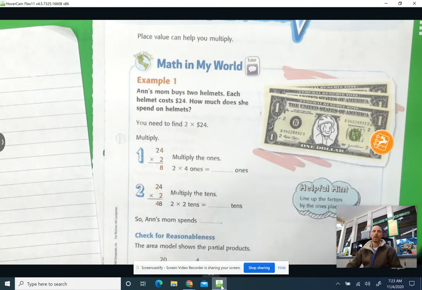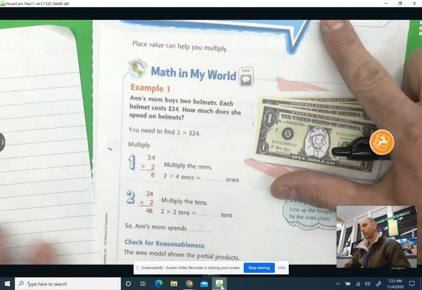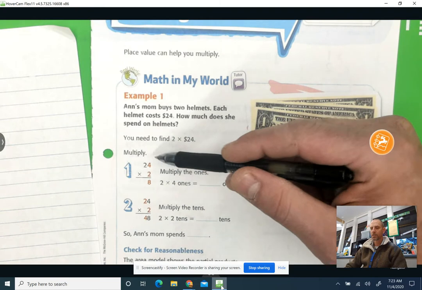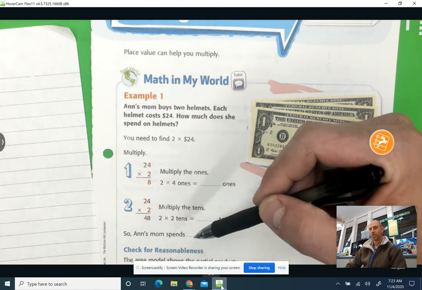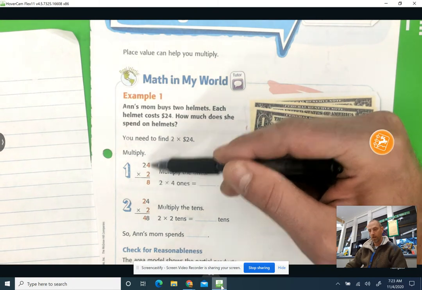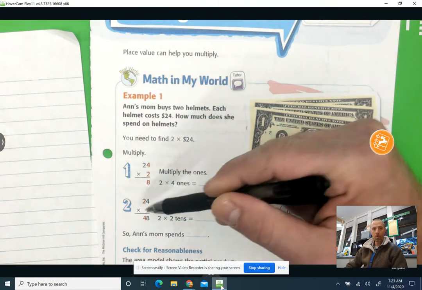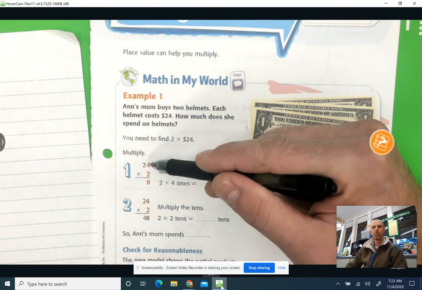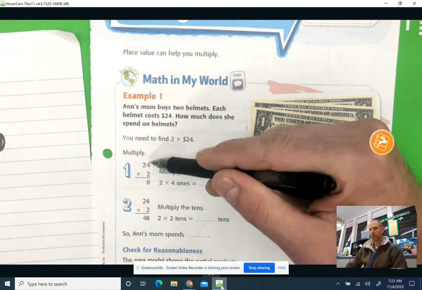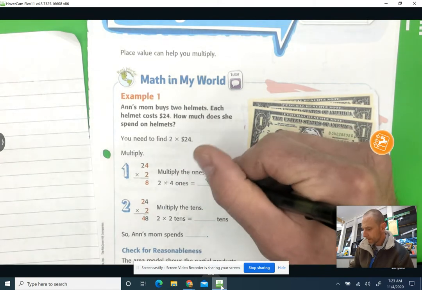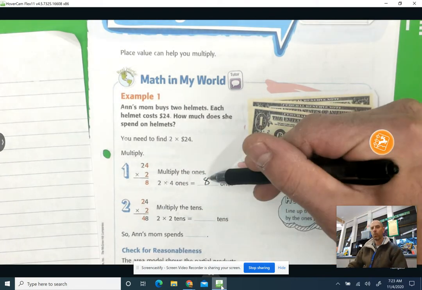Okay. The one thing that we're going to remember is that we still, just like addition and subtraction, have to follow our place value position rules. We're going to first multiply the ones, and then we'll multiply the tens. Multiplying the ones isn't a big deal. You're multiplying vertically, right? 4 times 2 is 8. Okay, so that means we have 8 ones.